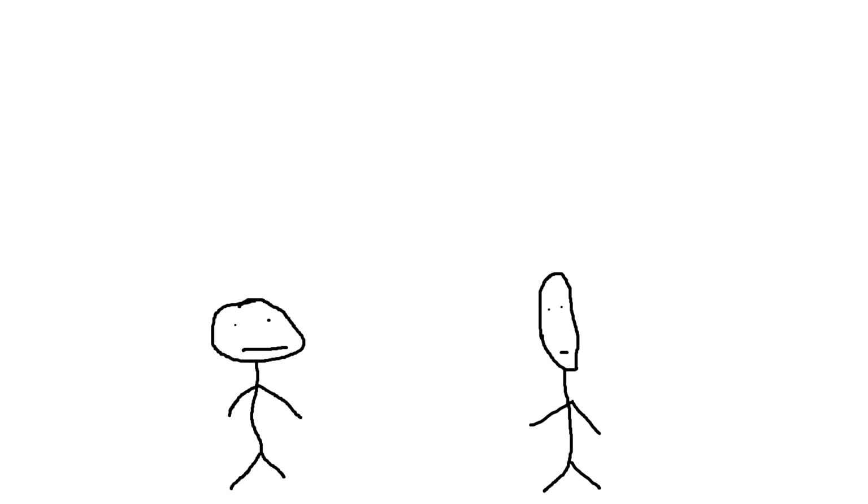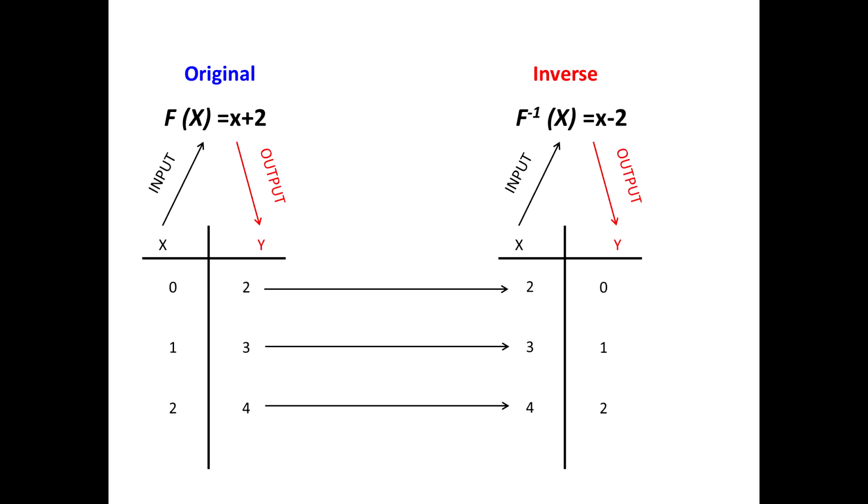Okay, so basically, an inverse function is the original function's equation, but rearranged in a way that the output of the original function can be placed into the inverse function and turned back into the input of the original function. For example, here in the image we can see, if we take 0, put it into the original function, we get 2. And then if we grab that 2 and put it into the inverse function, we get a 0, which was the original function's input.